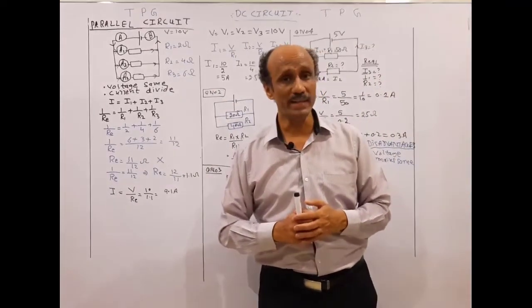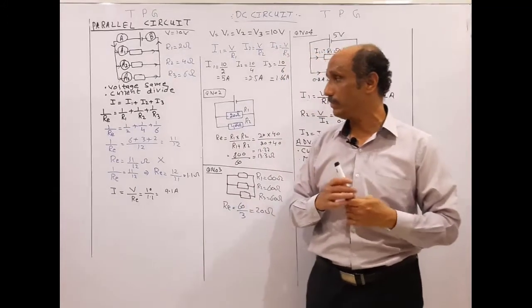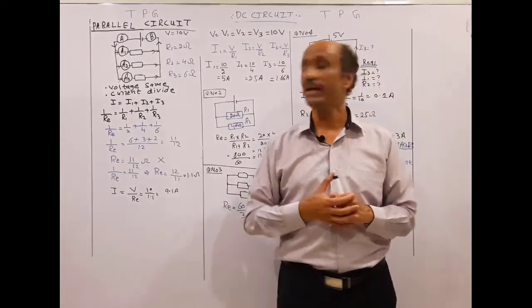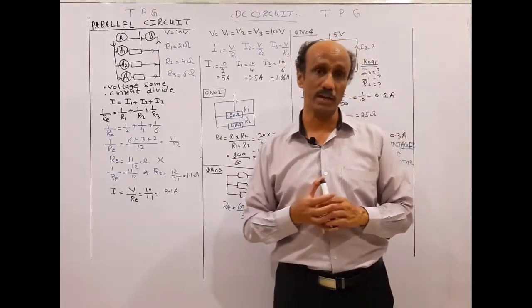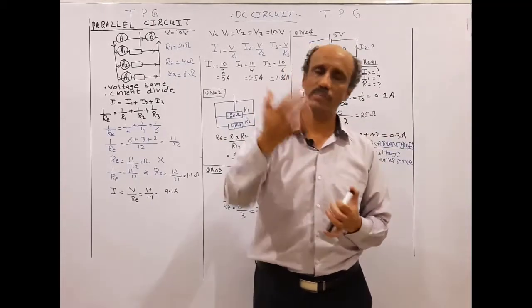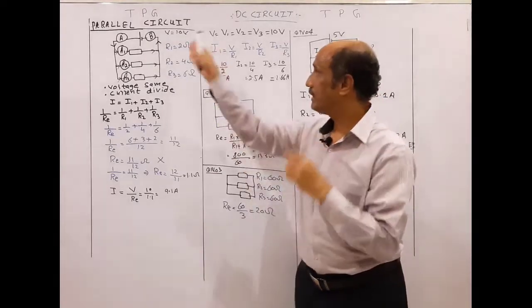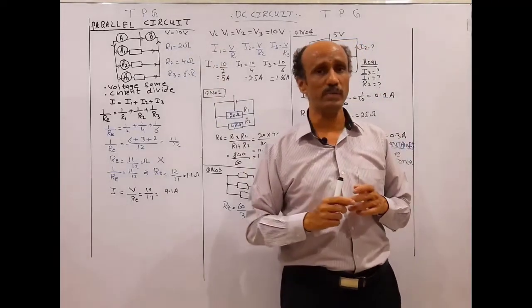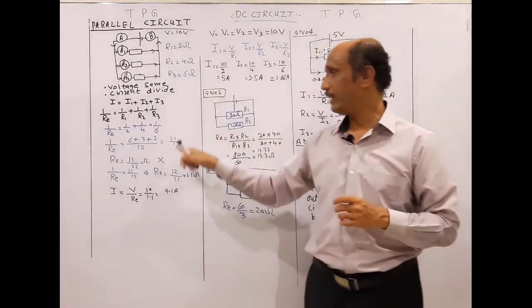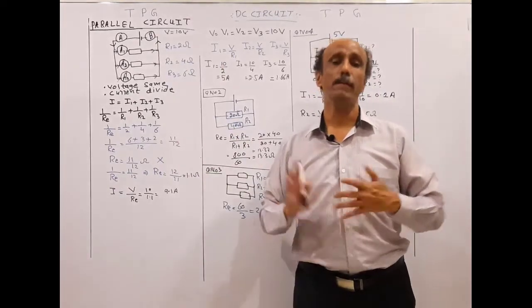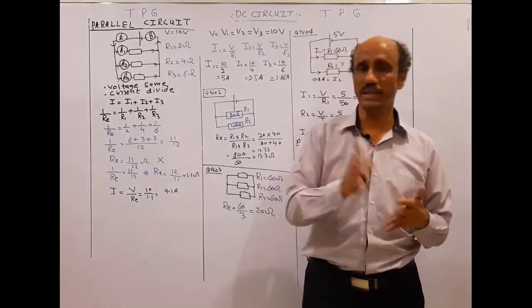So how can we find the resistance? In order to find the resistance, we will use the formula 1 over Re equals 1 over R1 plus 1 over R2 plus 1 over R3. If there are three resistances given, we can use this formula. Then the calculation 1 by 2 plus 1 by 4 plus 1 by 6 gives the answer 11 by 12. But keep one thing in your mind.